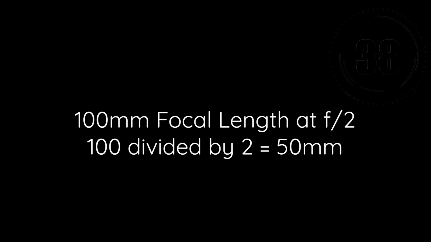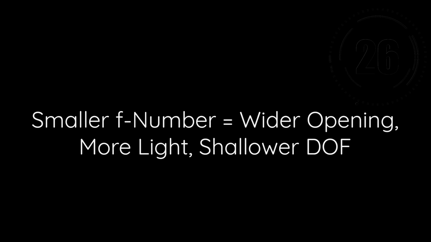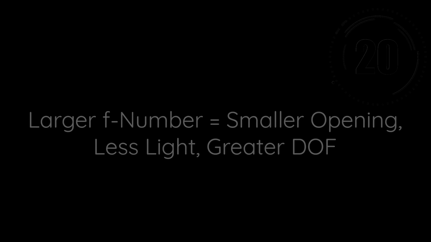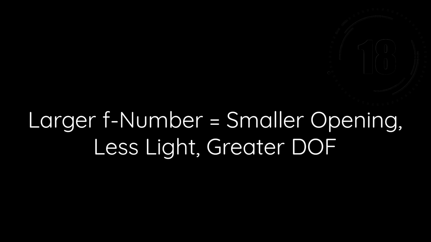Think of it like this. If you have a 100mm lens and you're shooting at f2, you're dividing 100 by 2. So your aperture is therefore 50mm wide. If you change it to f4, it becomes 25mm wide. A smaller f number gives you a wider opening, more light and a shallower depth of field. A larger f number gives you a smaller opening, less light and more depth of field.